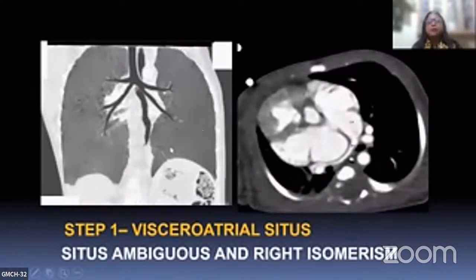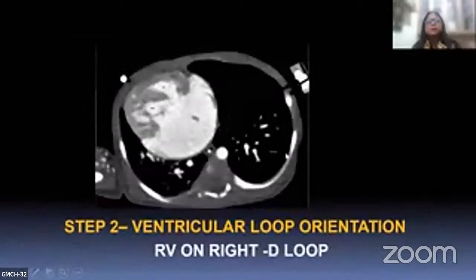So here we are seeing, first of all, the visceroatrial situs. In the visceroatrial situs, we see that the cardiac base-apex axis heads towards the right side. So this is dextrocardia. We see that the stomach is towards the left side. So this is basically situs ambiguus. Then we see that there is right-sided bronchial anatomy bilaterally. There are right-sided broad triangular-shaped atria. So basically this is right-sided anatomy, and this is right isomerism.